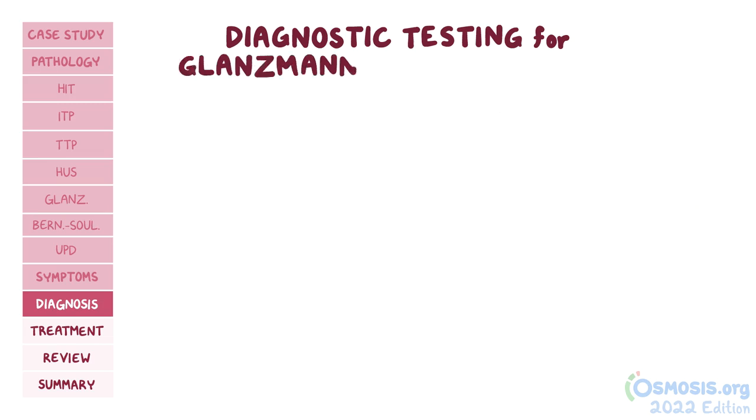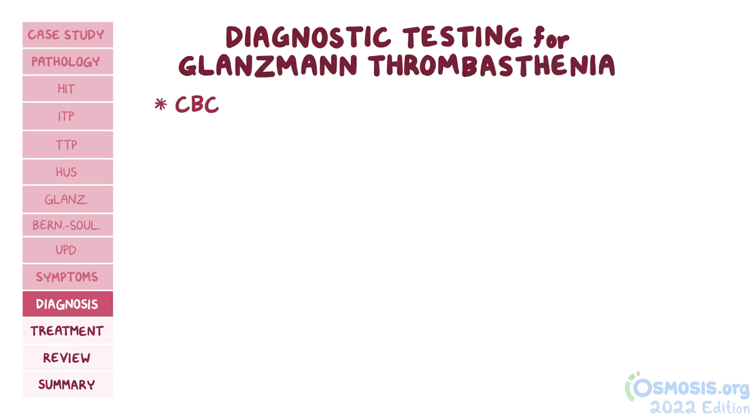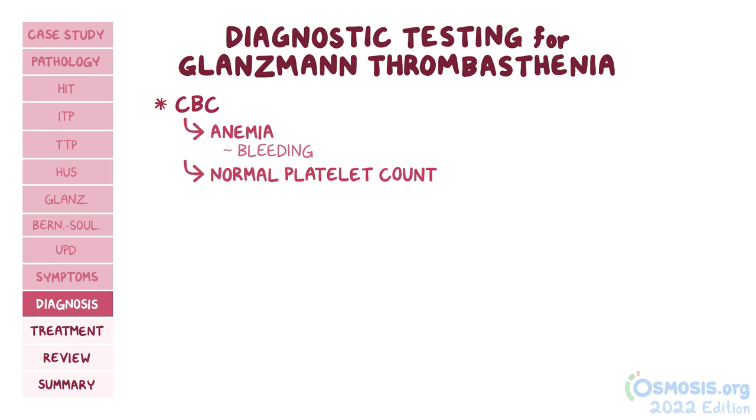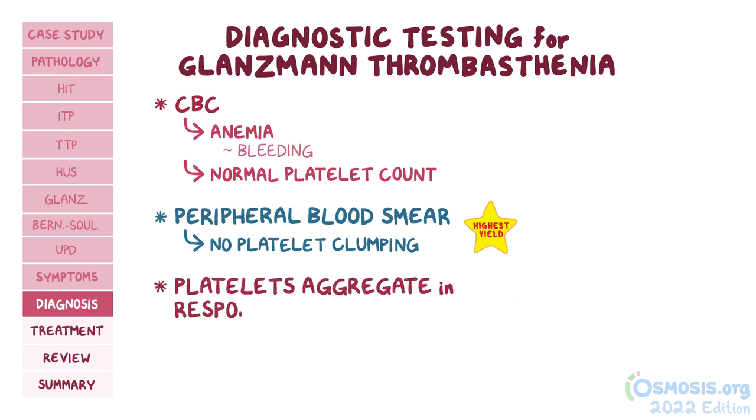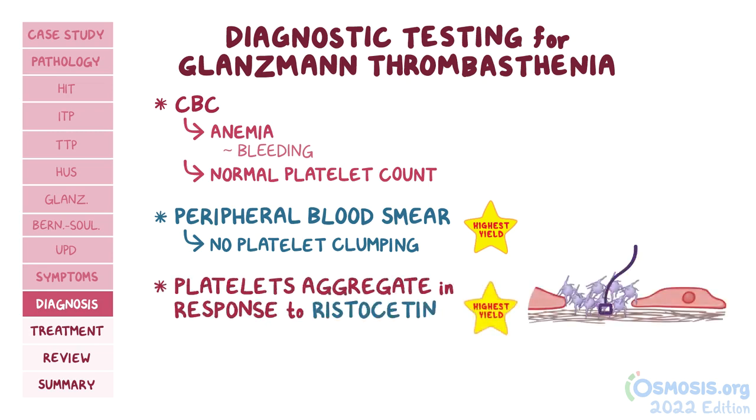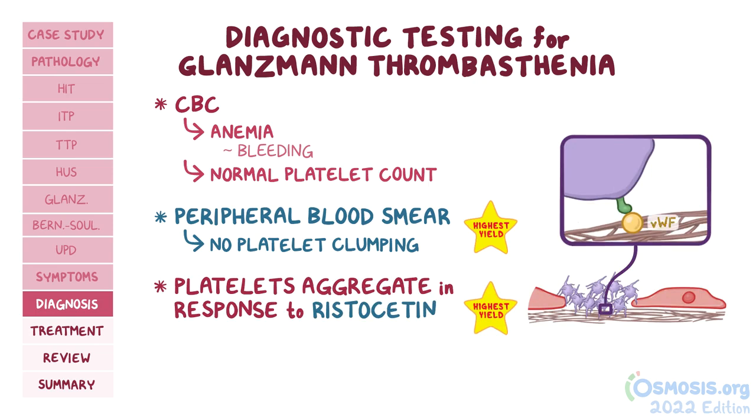Next up is Glanzmann thrombasthenia. A CBC might show anemia due to bleeding, and a normal platelet count. Peripheral blood smear shows no platelet clumping, which can be an important hint. Also, unlike von Willebrand disease and Bernard-Soulier, platelets do aggregate in response to ristocetin, since there's nothing wrong with von Willebrand factor or GP1B.